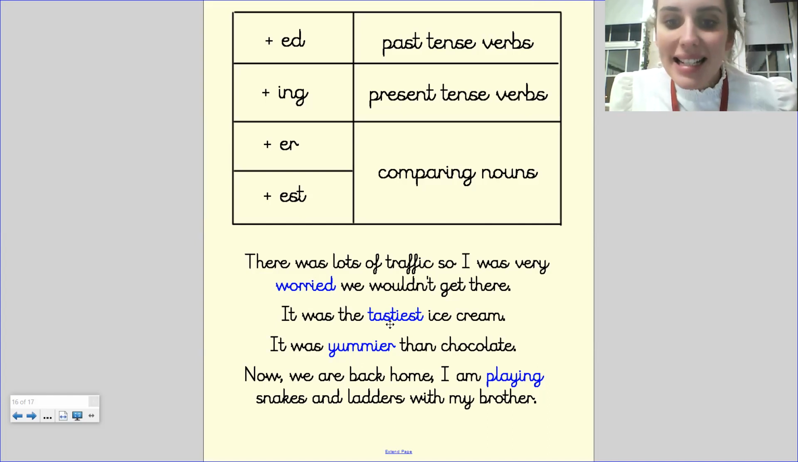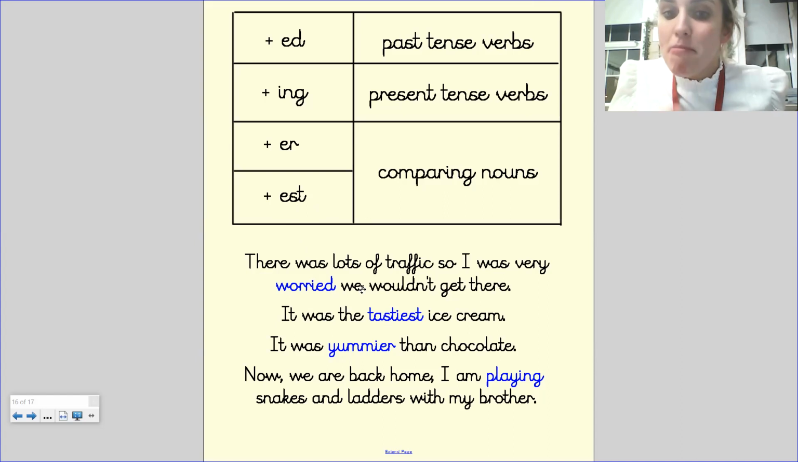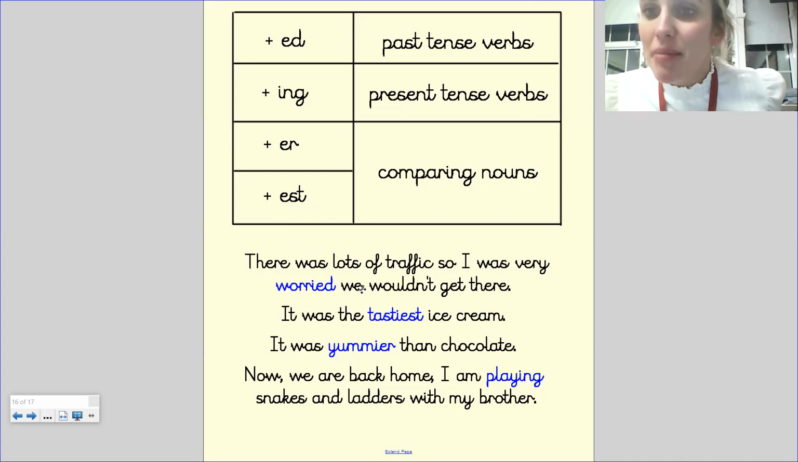It was the tastiest ice cream. Here, our spelling word uses the suffix est. It was the tastiest ice cream. It was the most tasty ice cream the child had ever eaten before. Okay, we're comparing that ice cream to other ice creams that had been eaten before.